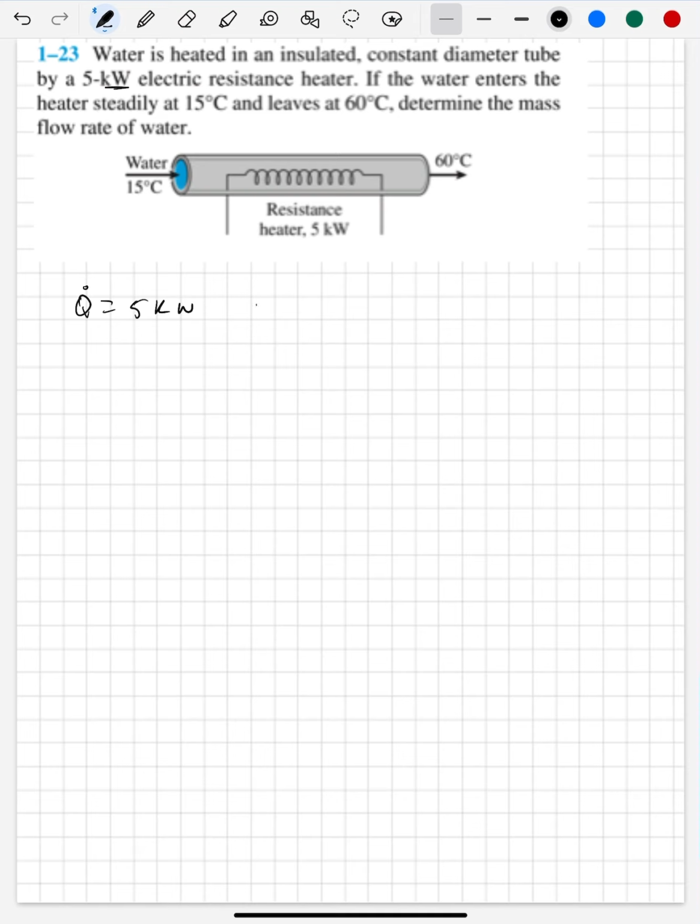So we know that we're going to have a change in temperature. This is my initial temperature, and this is my final temperature. Just like I've said before, final temperature minus initial temperature is equal to 60 degrees Celsius minus 15 degrees Celsius. If we do the math, that is equal to 45 degrees Celsius or 45 kelvins.